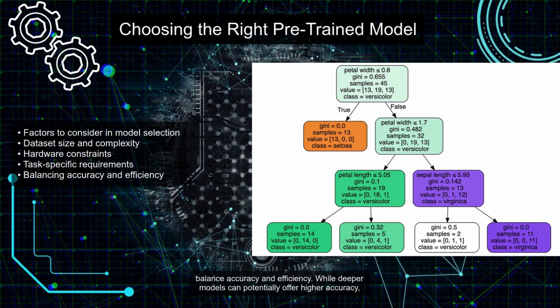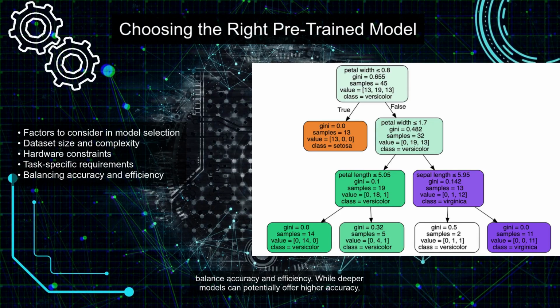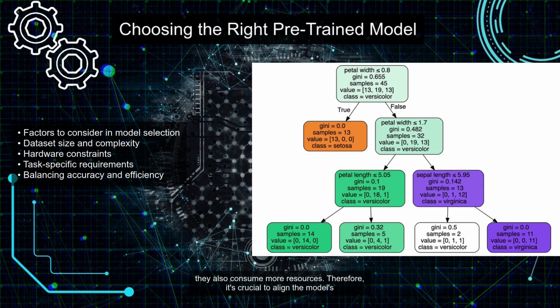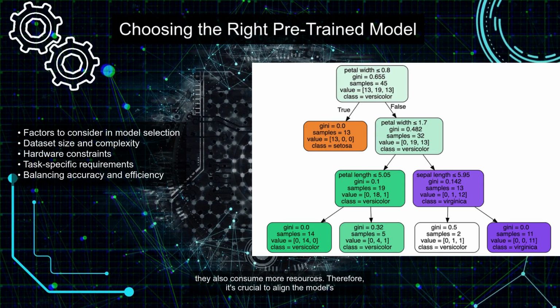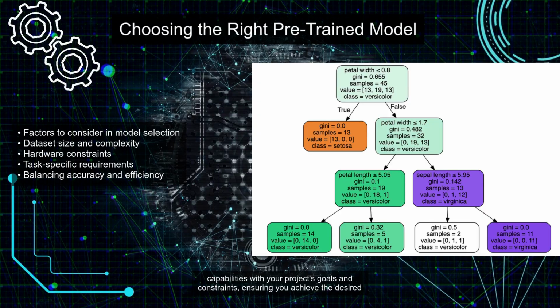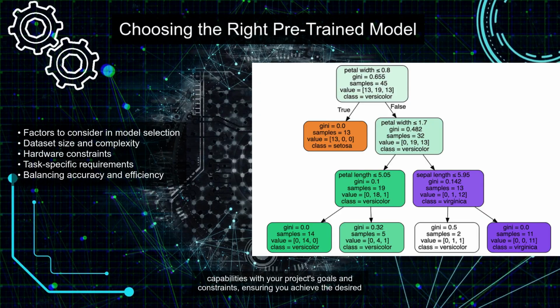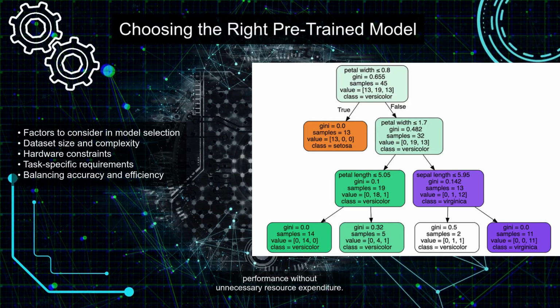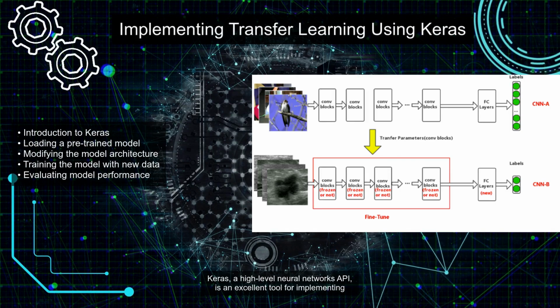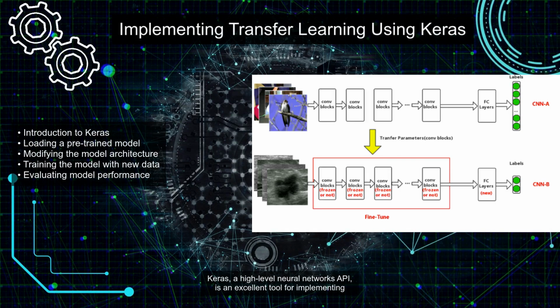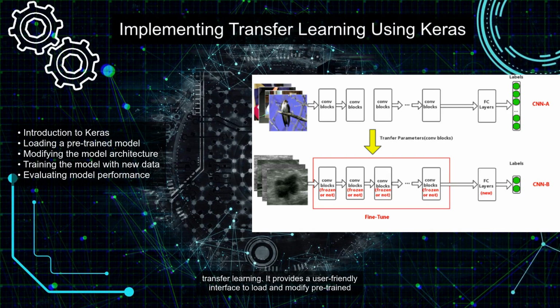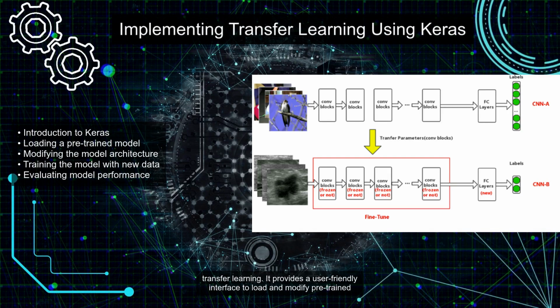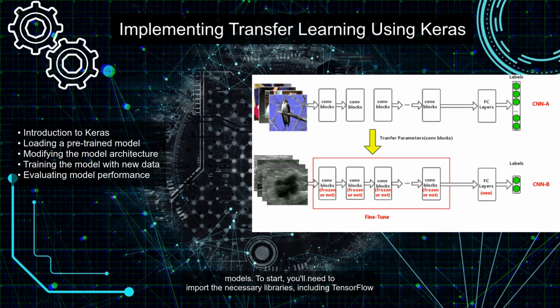Finally, it's essential to balance accuracy and efficiency. While deeper models can potentially offer higher accuracy, they also consume more resources. Therefore, it's crucial to align the model's capabilities with your project's goals and constraints, ensuring you achieve the desired performance without unnecessary resource expenditure. Keras, a high-level neural networks API, is an excellent tool for implementing transfer learning. It provides a user-friendly interface to load and modify pre-trained models.